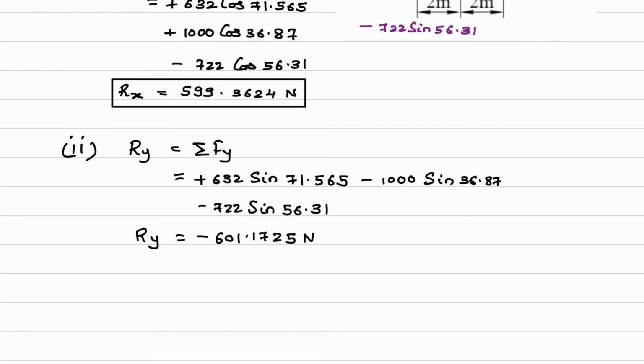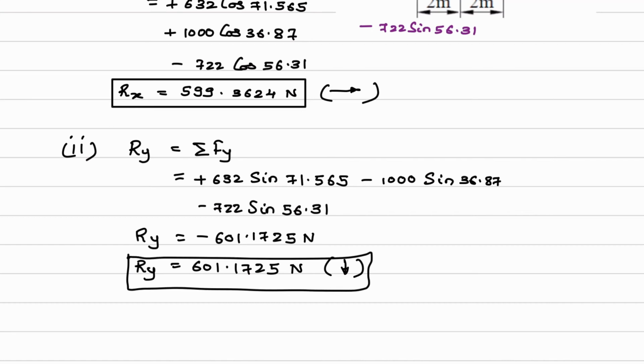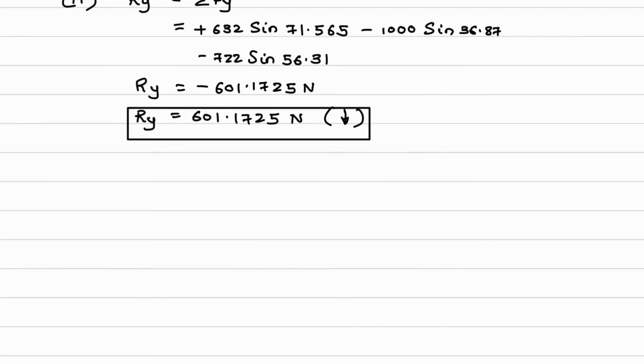Now based on this we can write down the direction of Ry also. Rx is positive, so it will be towards right. Ry is negative, so it will be downward. So 601.1725 Newton in bracket downward. From here we can now calculate resultant. So resultant will be R equal to Rx square plus Ry square under root.